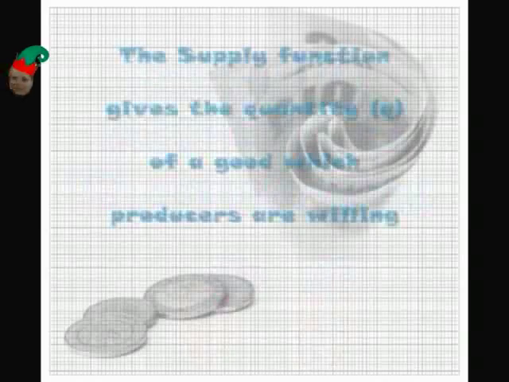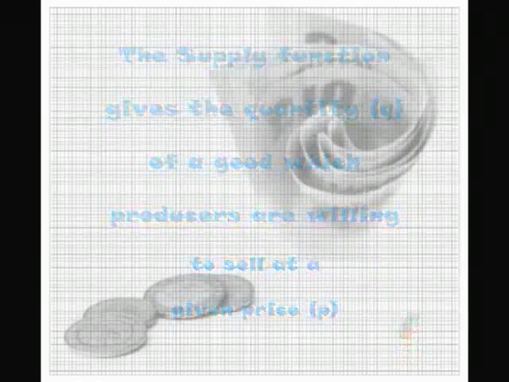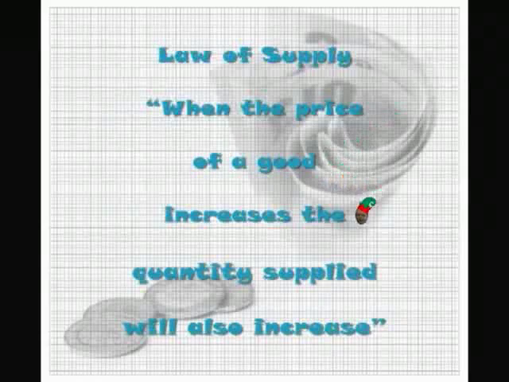Supply is the quantity of a good which is sold at a given price. Because producers are happier to sell at higher prices, quantity will increase with price. Hence, the law of supply is when the price of a good increases, the quantity supplied will also increase.